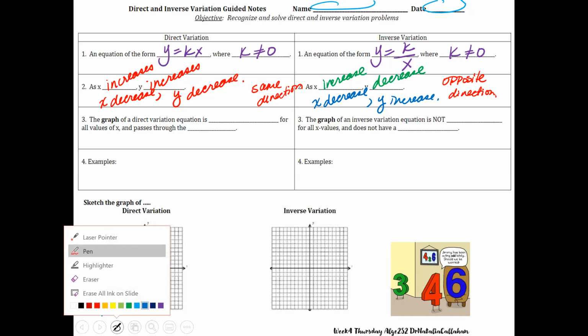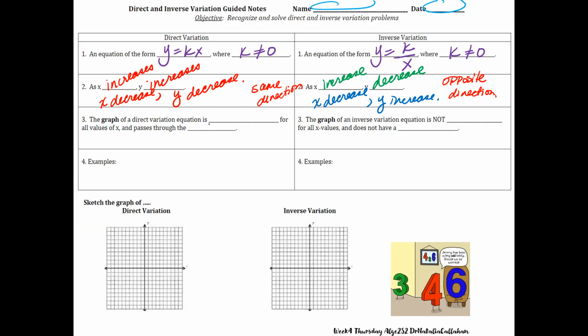All right, so the graph of the direct variation equation is continuous for all values of x and passes through the origin, and the origin is at 0, 0. On the other hand, the graph of the inverse variation is not continuous, and for all x values, it does not have a y-intercept.